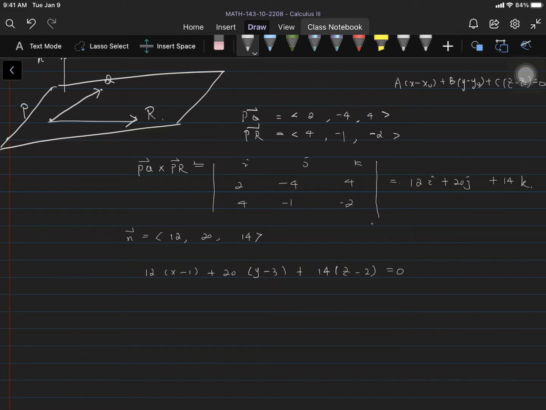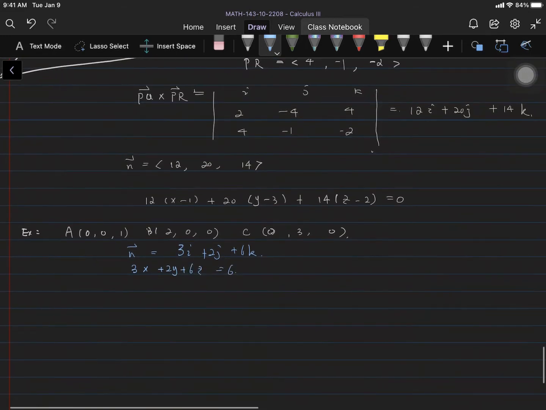Next, here's an exercise problem you can try. Here we have a plane passing through those 3 points, including C (0, 3, 0), and here I give you the normal vector and the plane. You need to double check the answer. You can try this by yourself. And here is the simplified equation.